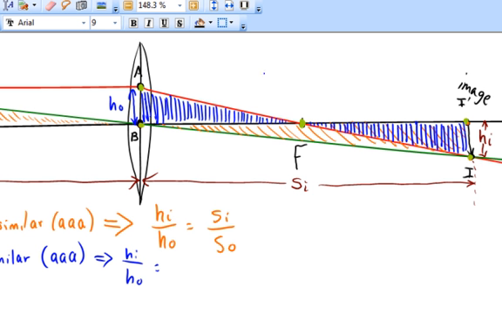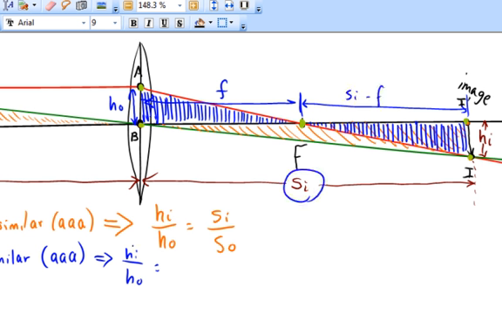What I'm going to say is that this distance between the lens and the focal point is what we'll call the focal length F, and the distance between the image and the focal point is going to be the total distance SI minus the focal length F. We can say that HI over HO is equal to SI minus F over SO.